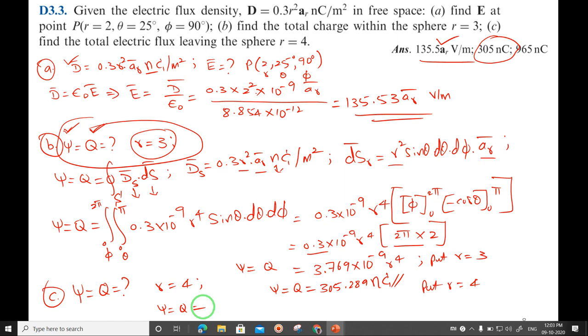Instead of 3 to the power of 4, what we have to do? 4 to the power of 4. Multiply with that. So I am getting 964.864, 10 power minus 9 is there, nano coulombs. So 964, they have rounded it to 965. 965 nanocoulombs. I hope you understood this, right? Yes? Okay.